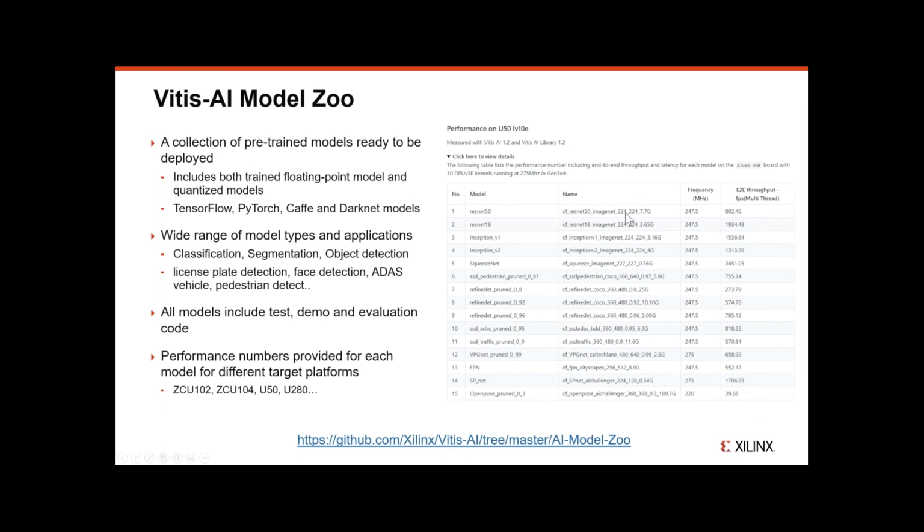The naming convention is very useful as well. It tells you what framework the model was trained in, what the model name is, what the data set was that it was trained on, the input image size, and the number of gigaops in the model. All of these have code included for testing, demo, and evaluation, which is also very useful for getting up and running with that model.